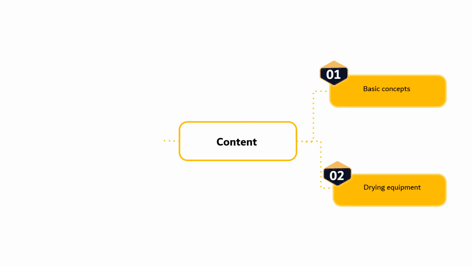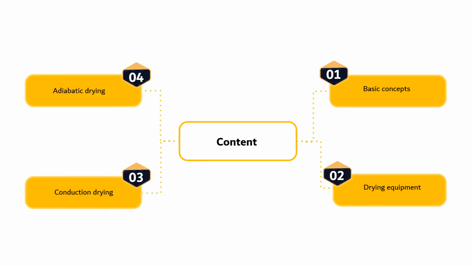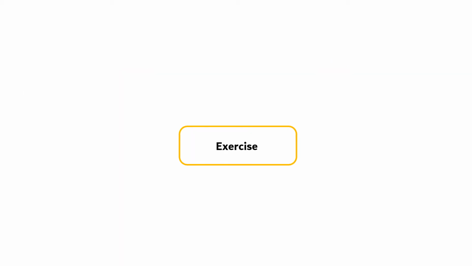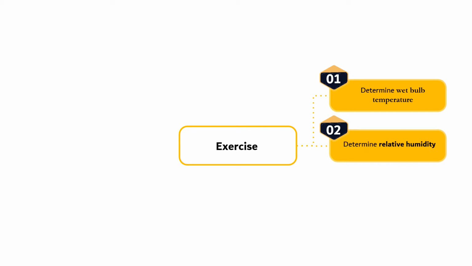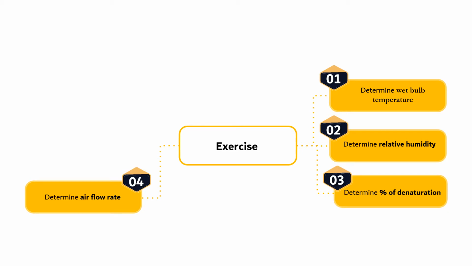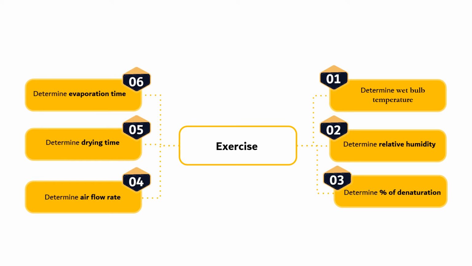In this module, we will discuss basic concepts, drying equipment, conduction drying, and last but not least, adiabatic drying. At the end of this module, students will be assigned to do several exercises to determine wet bulb temperature, relative humidity, percentage of denaturation, air flow rate, drying time, and evaporation time.